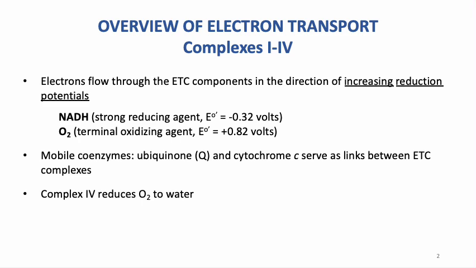Electrons flow through the electron transport chain components in the direction of increasing reduction potentials, where NADH will act as a strong reducing agent, and the terminal acceptor of these electrons, which is oxygen, is a strong oxidizing agent. And as I said in the previous slides, ubiquinone shuttles the electrons between complex 1 and 3, or complex 2 and 3, while cytochrome C shuttles the electrons between complex 3 and complex 4. Eventually, complex 4 will reduce oxygen, the terminal electron acceptor.